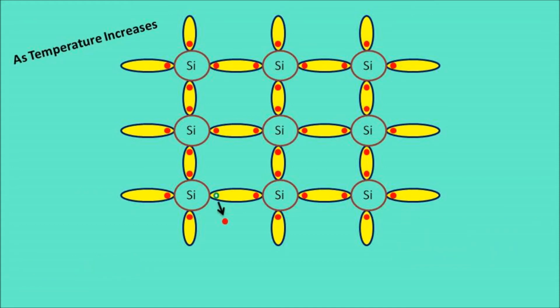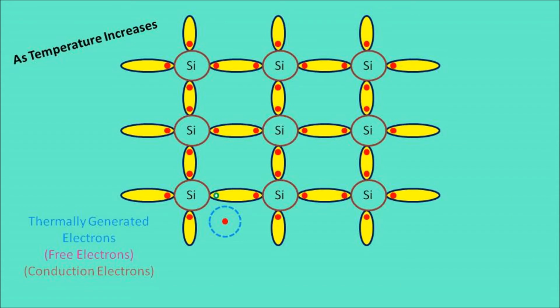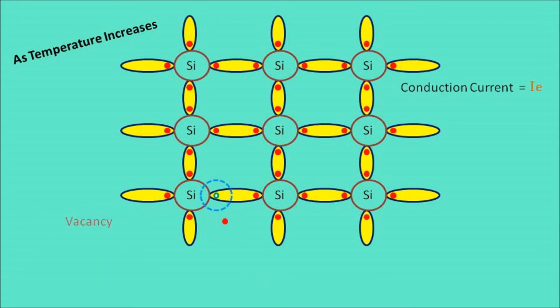As the temperature increases, some electrons may gain enough energy to break the covalent bonds, becoming free electrons and leaving a vacancy behind. These thermally generated electrons move into the conduction band and are called conduction electrons. They are responsible for the conduction current, IE. The vacancy left behind in the valence band is positively charged and called a hole. Thus the number of free electrons created will be equal to the number of holes created. This is called intrinsic carrier concentration, as they are responsible for electrical conduction in these intrinsic semiconductors.